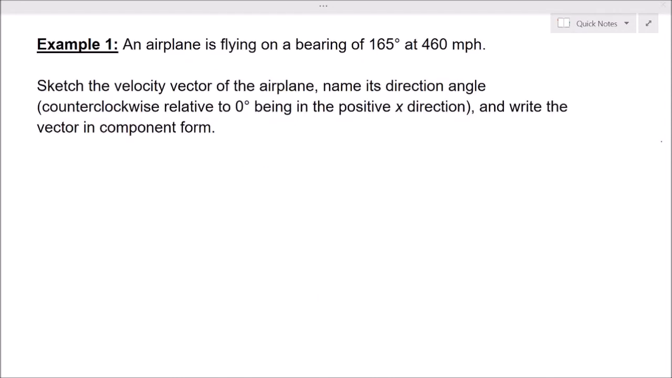Okay, so here's a straightforward example. An airplane is flying on a bearing of 165 degrees at 460 miles per hour. Sketch the velocity vector, name its direction angle, as in normal math, and write the vector in component form. So they're giving us a bearing. Basically, we're converting from a bearing to what we've been doing with vectors. So let's sketch it. Let's see.